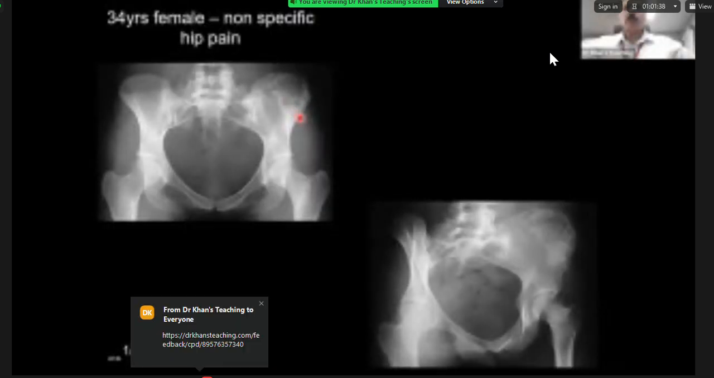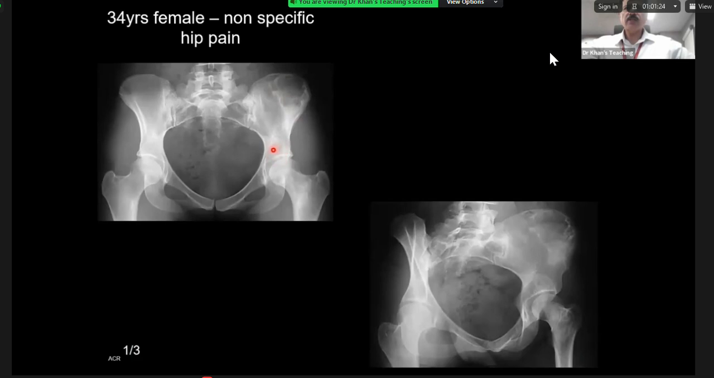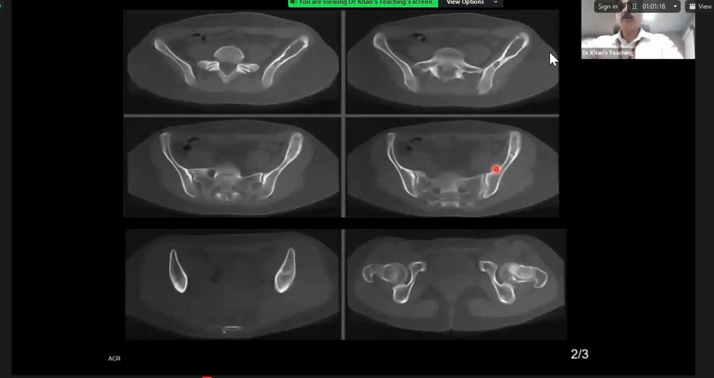This marginal sclerosis is a very good sign that it is not very aggressive. Please remember, in the pelvis, usually fibrous dysplasia will be more lucent. Don't expect a ground glass appearance. Then there is something else here. You see this thing? This is the second lesion. And then there is a third lesion here in the femur.